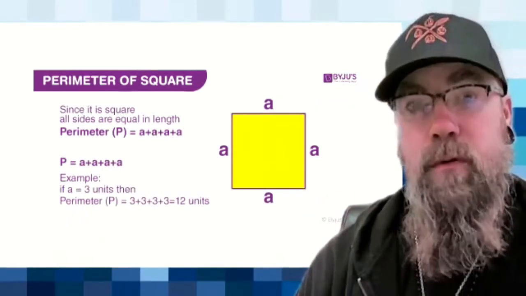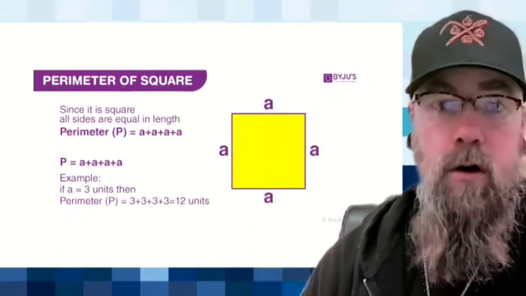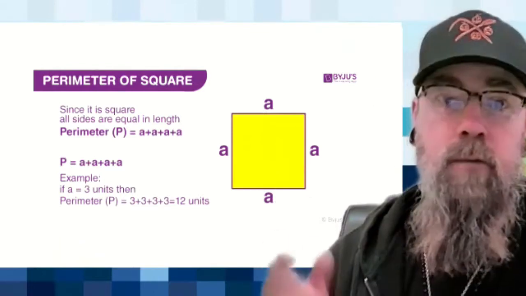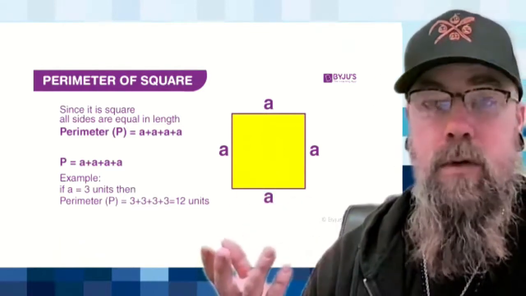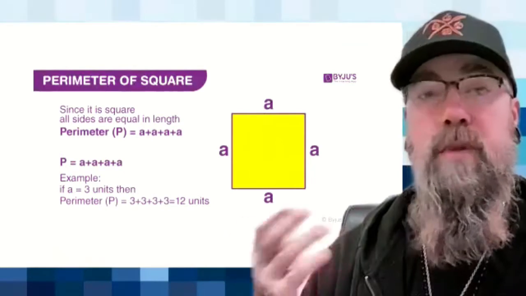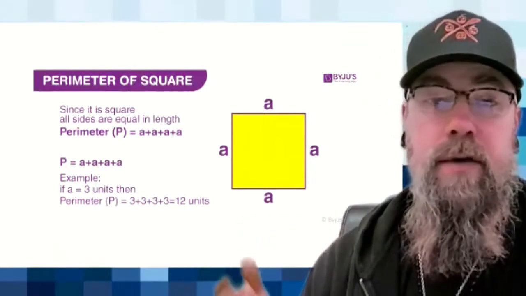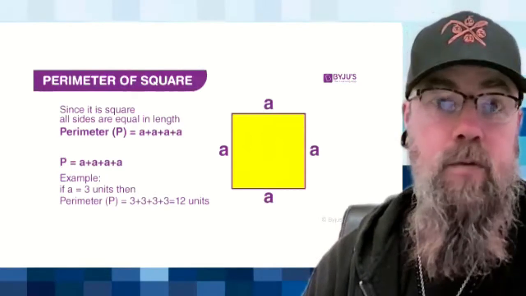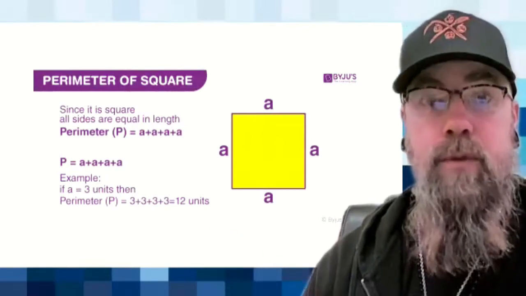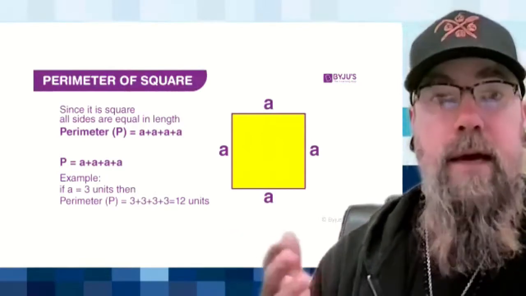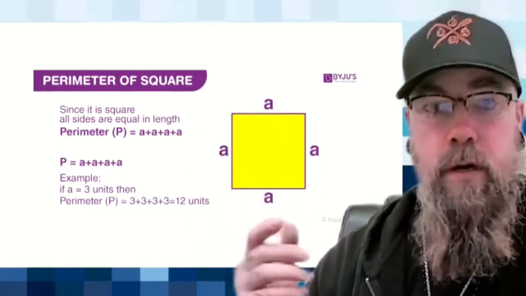So how do we find the perimeter of a square? Well, we add all four sides together. If we go for this example, each side equaling A is an unknown. So it would be A plus A plus A plus A. That would give us the perimeter. If also in this example, the A equaled 3, then we'd add 3 plus 3 plus 3 plus 3. That would give us a total perimeter around the square of 12.